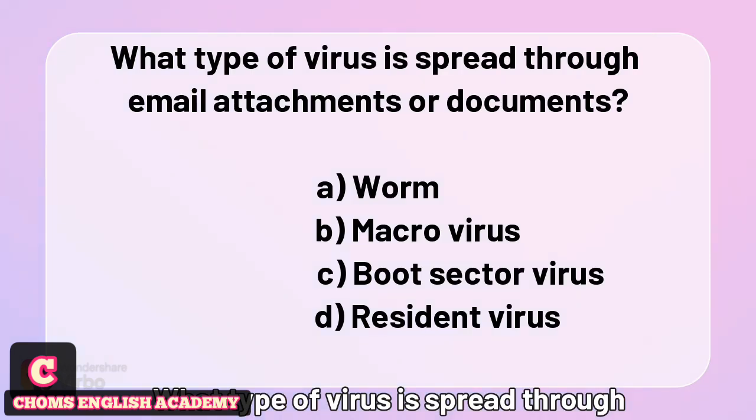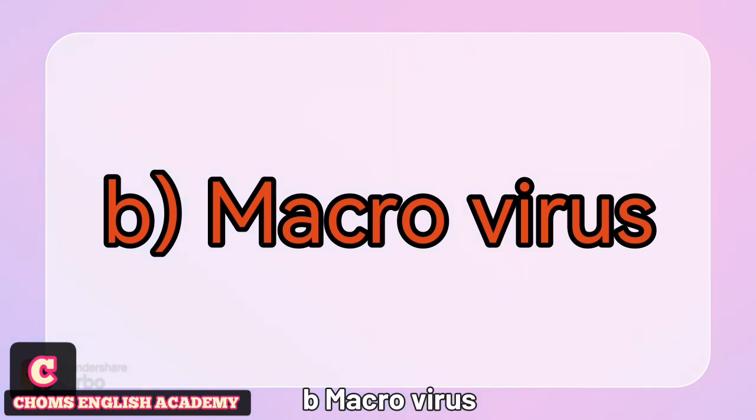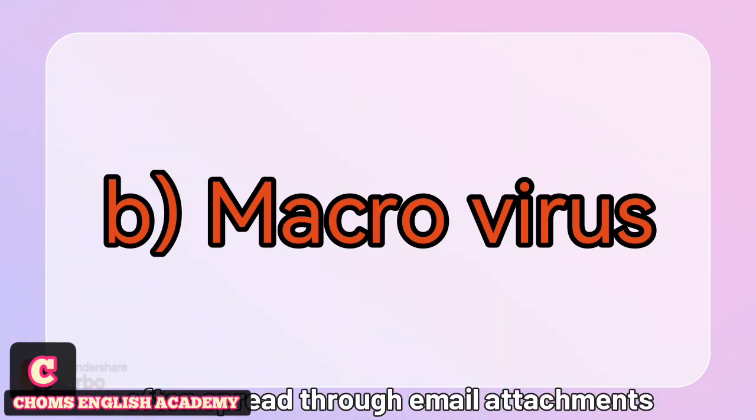What type of virus is spread through email attachments or documents? A. Worm. B. Macrovirus. C. Boot sector virus. D. Resident virus. Answer. B. Macrovirus. Macroviruses are embedded in documents and are often spread through email attachments.